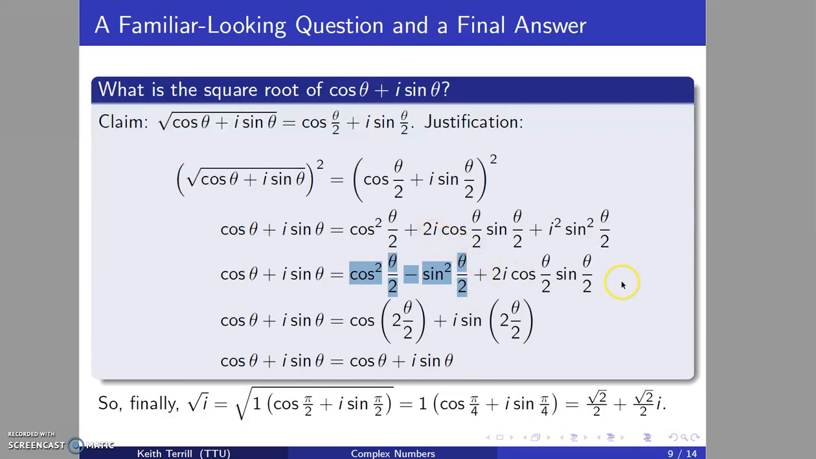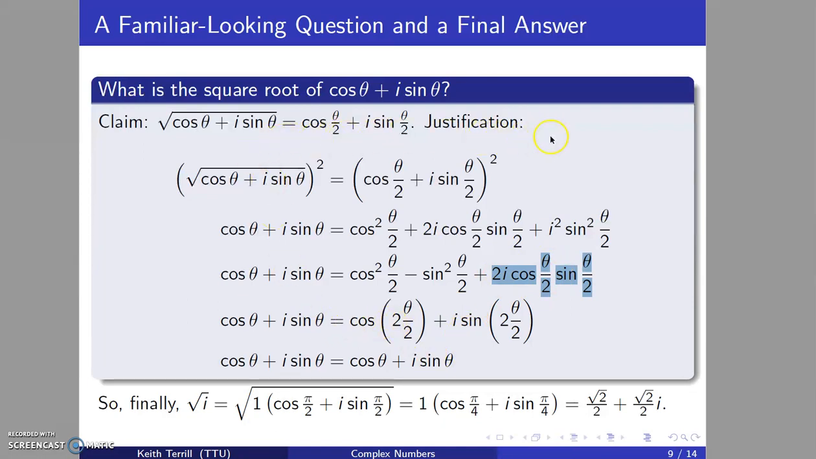And then I just have this imaginary piece left over, 2i cosine theta over 2 sine theta over 2. Now wait a minute. Didn't we have an identity that dealt with cosine squared angle minus sine squared angle? And indeed we did. We had a double angle for cosine equals cosine squared angle minus sine squared angle. So this simplifies down to be cosine of the double angle, double theta over 2, cosine theta. And over here I've got 2 sine theta cosine theta. Why, that is a double angle for sine. So the 2, the cosine theta over 2, the sine theta over 2, all that just becomes sine theta.